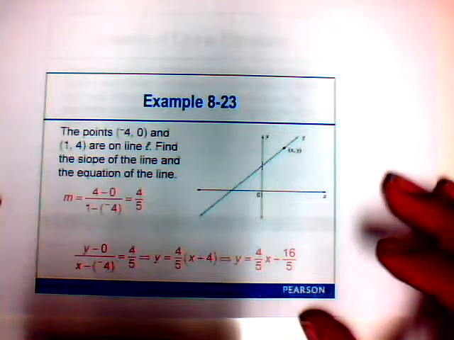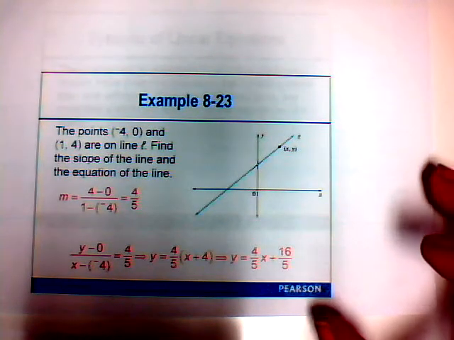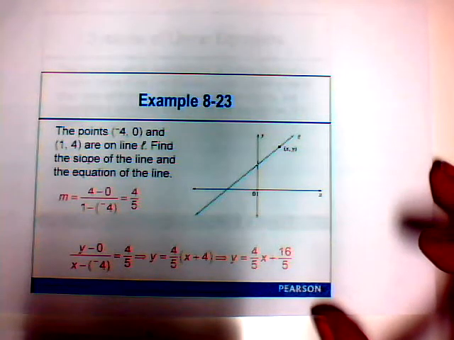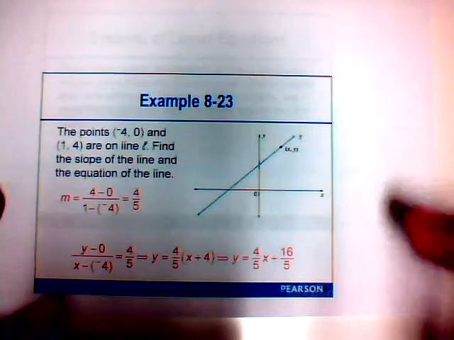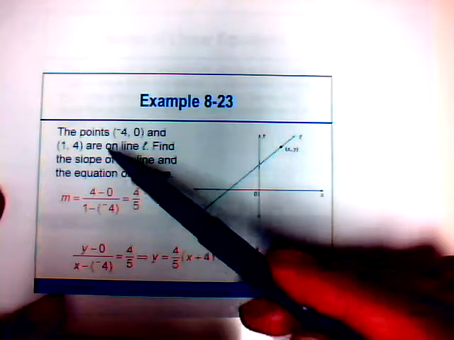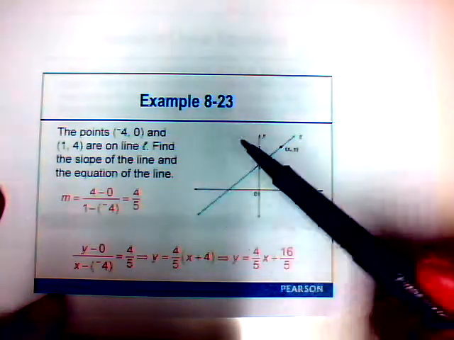Okay, another example would be the points (-4, 0) and (1, 4) are on line L. We want to find the slope of the line and the equation of the line. In this case here, we're going to do this.